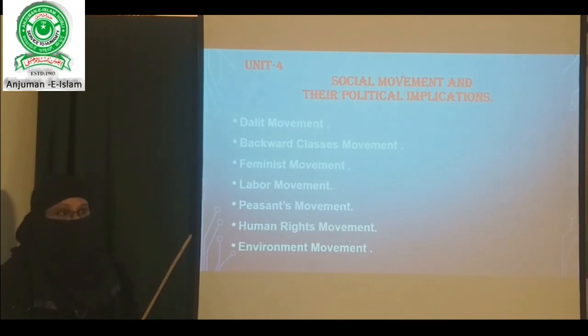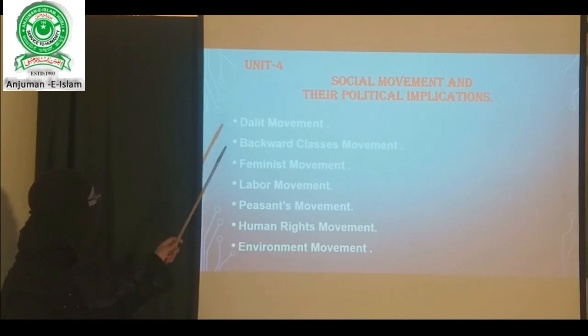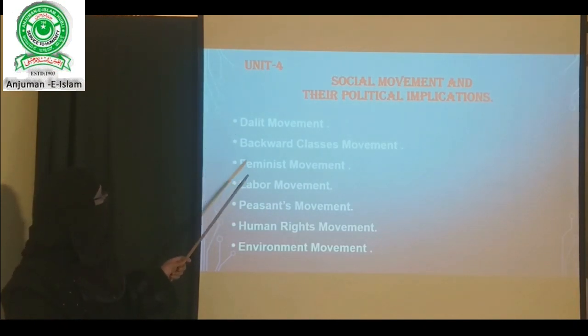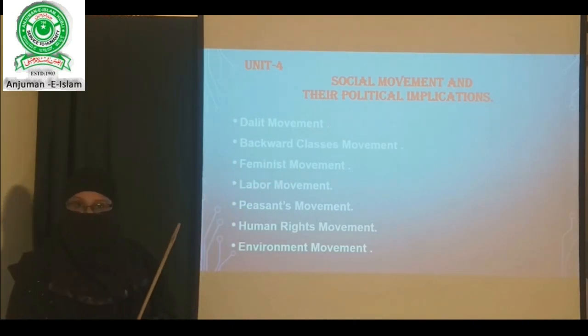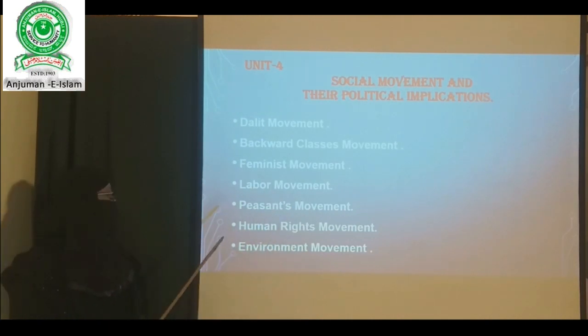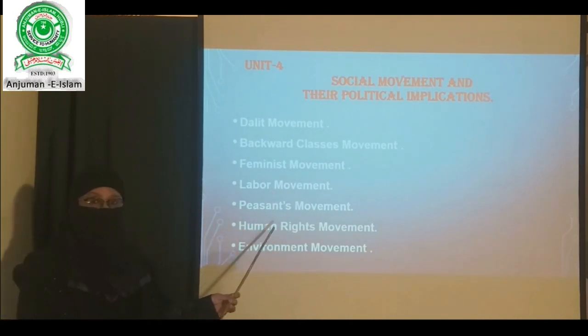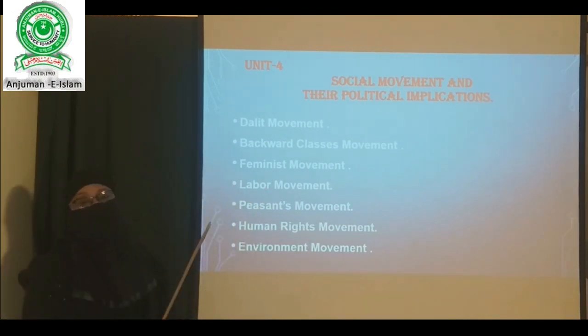Namely, there are 7 social movements we will be discussing under this unit. First one is Dalit movement. Second, backward classes movement. Next comes feminist movement, then labor movement, then peasant movement, next human rights movement, and last, environment movement.